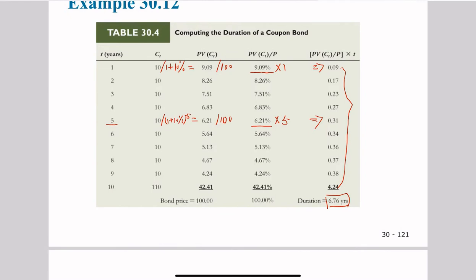What you can see here is if it's a bond with coupon payments, then its duration will be smaller than its maturity. And this is the general result. Again, in this problem, this bond has a 10-year maturity, but its duration is just 6.76. It's smaller than the bond's maturity. The general result is if a bond is a coupon bond, that is, it pays coupons before its maturity date, then this coupon bond will have a duration smaller than its maturity.